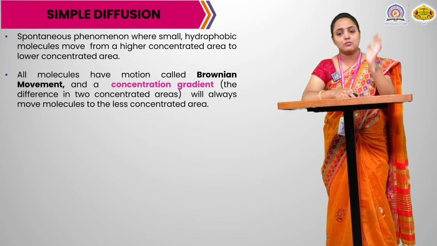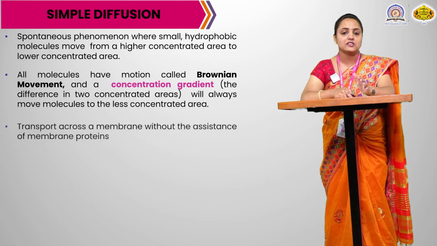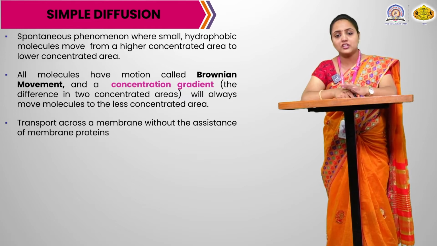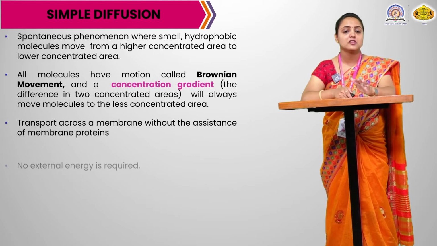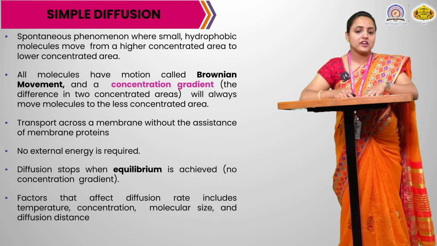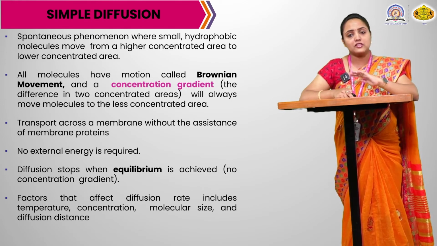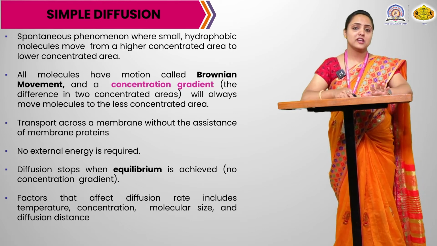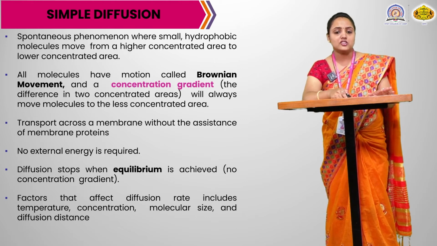All the molecules have a motion called Brownian movement, and a concentration gradient. Transport across the membrane occurs without any assistance of a membrane protein. Here no membrane protein is required for the transportation of such molecules, and no external energy is required. Diffusion stops when equilibrium is achieved, meaning when the molecules are the same outside and inside, that is the equilibrium state. When it is achieved, the diffusion stops.